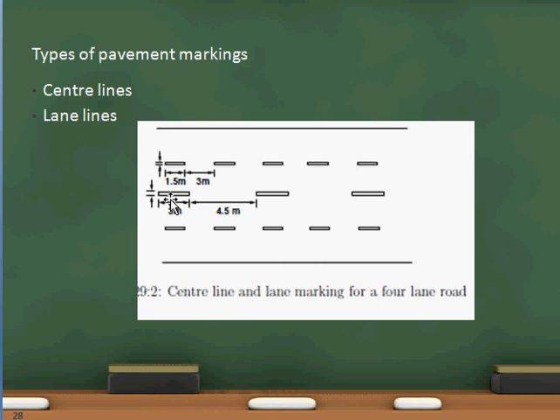You can see here, these are the center lines. If this is a 4-lane road, these are the center lines, 3 meters in length, and here you can see a 4.5-meter gap between these lines. Then these are the lane markings or lane lines. This is one direction and this is the other direction. Again, it is divided into 2 lanes.